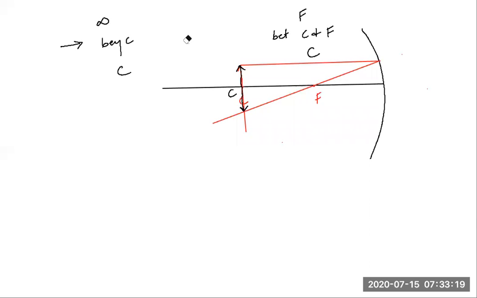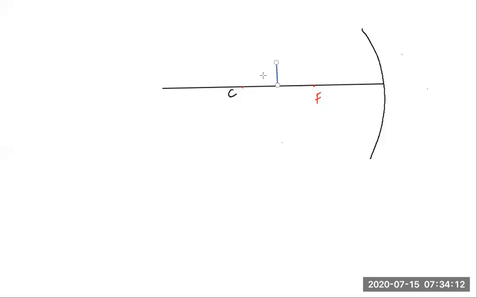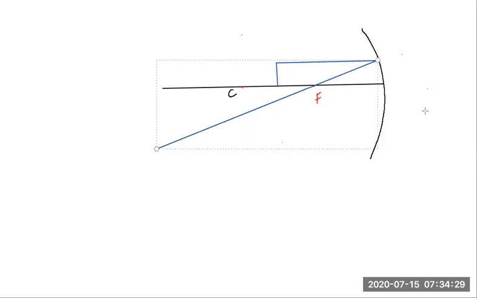See, students, now we are going to place our object between C and F. As the rule goes, the first ray from the tip of the object, parallel to the principal axis, will always get reflected from the surface of the concave mirror. It will pass through F. Whenever there's a ray parallel to the principal axis, it will pass through the principal focus. And the second one, from the tip of the object, will pass through C.